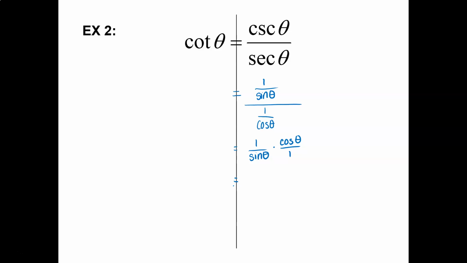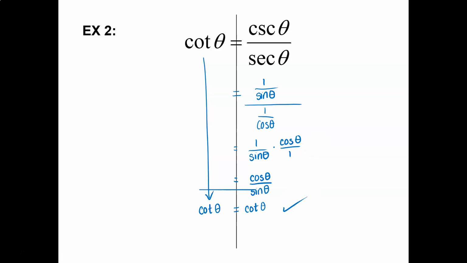And to multiply fractions, what do we have to do? Right, just multiply top and top and bottom and bottom. So we just get cosine of theta over sine theta. And that is one of our quotient identities. What does cosine theta over sine theta equal? Cotangent of theta, which is what we have on the other side here. So once you have your two sides matching, you are correct.